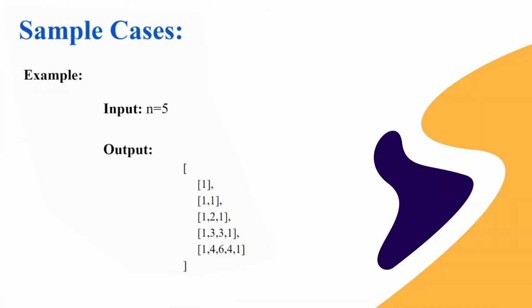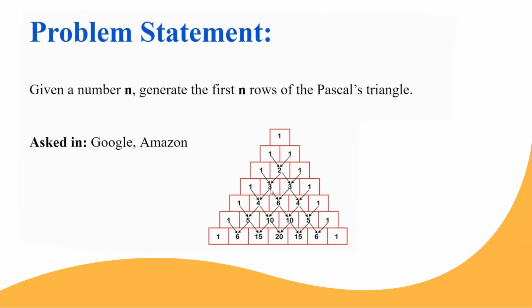So let's have a look at the sample case. If we are given a number n equals 5, then we just need to output this particular matrix. The matrix represents the first five rows of the Pascal triangle, which is 1, 1 1, 1 2 1, 1 3 3 1, 1 4 6 4 1. As you can see here, 1 1 1 and so on.